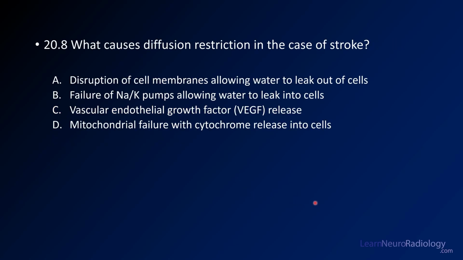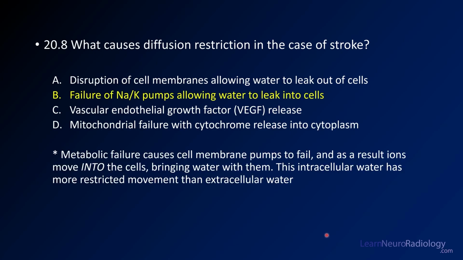Question 8. What causes diffusion restriction when strokes occur? So, strokes in the brain. Is it disruption of cell membranes allowing water to leak out? Is it failure of sodium-potassium pumps allowing water to leak into cells? Is it VEGF release? Or is it mitochondrial failure with cytochrome release into the cells? Just think about that for a second.